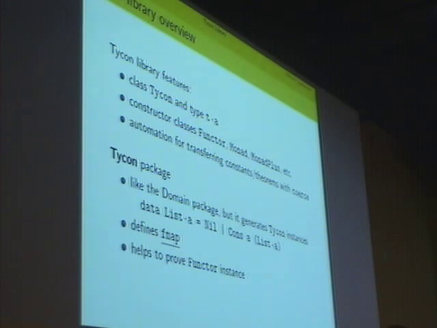The other big part of the automation is a new package called the Tycon package. This is just like the domain package and reuses much of the same code, but instead of defining an ordinary Isabelle type, it defines a type constructor that uses that type application operator. So this is really useful for defining instances of these constructor classes. And the package also automatically defines the fmap and does most of the work for proving the functor instance.